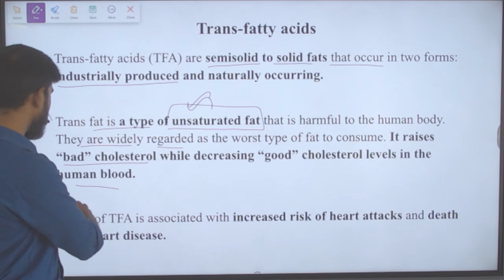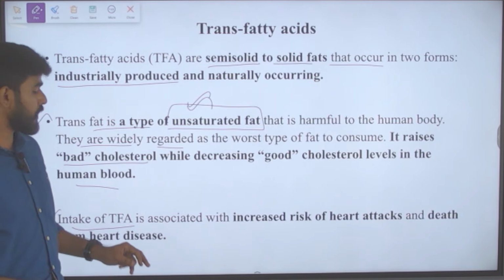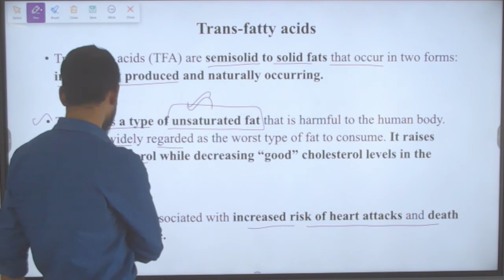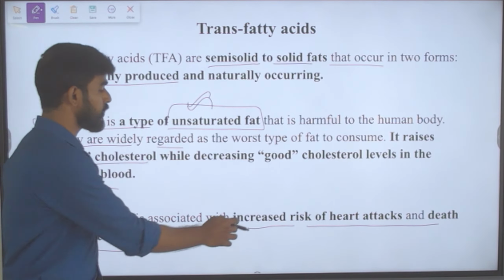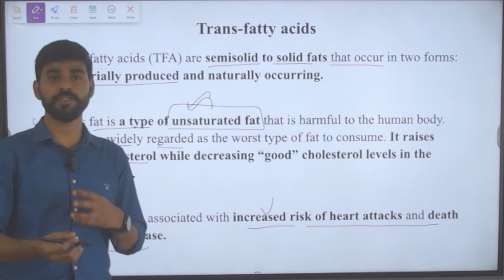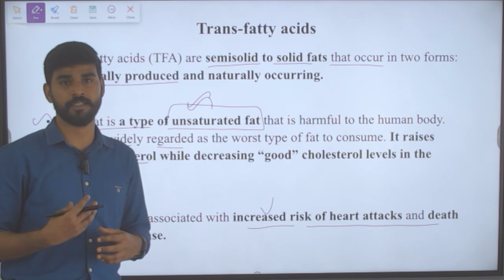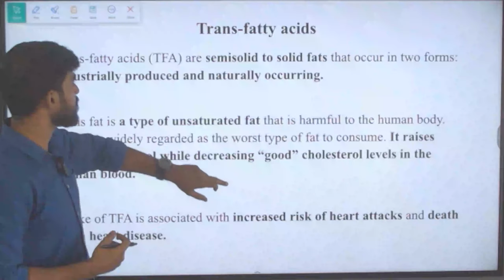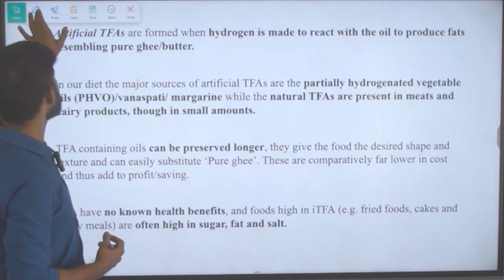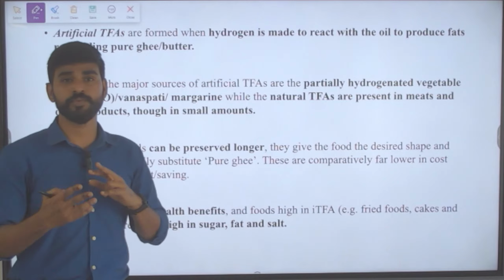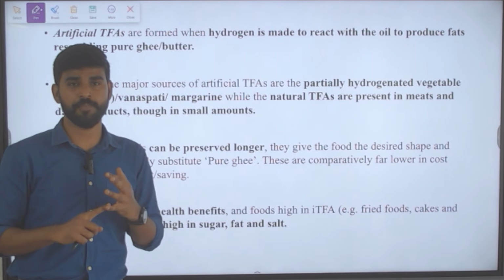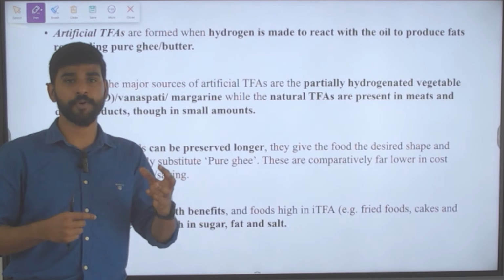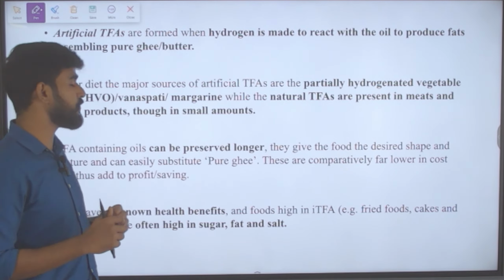Okay, next is intake of TFA is associated with increased risk of heart attack and death from heart diseases. So humans are prone to heart diseases when they consume trans fatty acid, or the trans fat. What else do we have to understand from trans fatty acid? That there are two types of trans fatty acid. One is artificially produced, that is industrially produced, and the other one is the naturally occurring. So how are they produced and how is it naturally occurring? We need to know that.